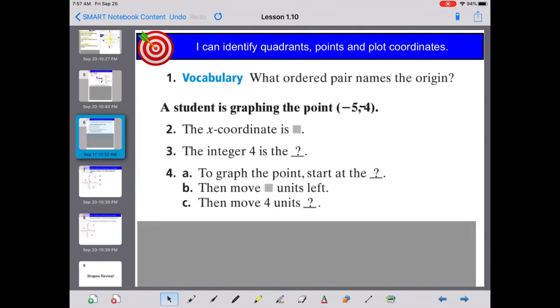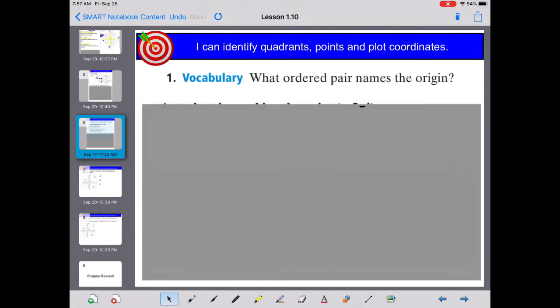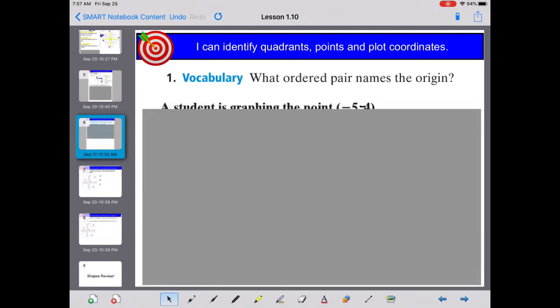All right, for this one, where is the ordered pair? Which ordered pair names the origin? The ordered pair that names the origin is 0, 0.